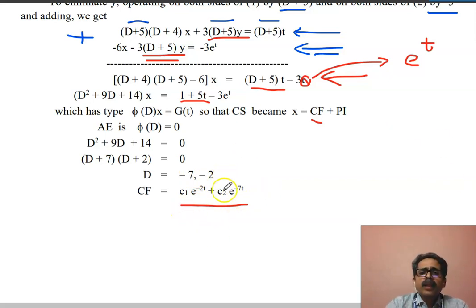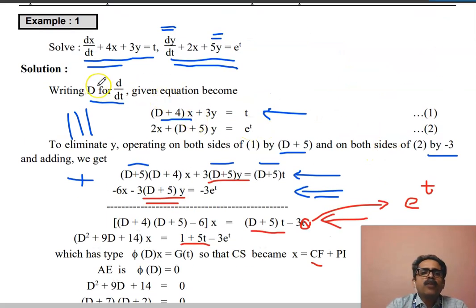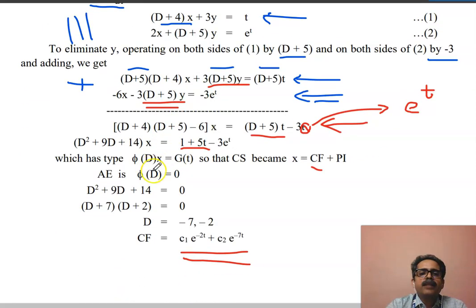And while writing CF we have to use t, because D is the operator standing for d by dt, and the differential equation has variables x and t. So x depends on t. So when you write CF, use variable t. In this way we have written CF.